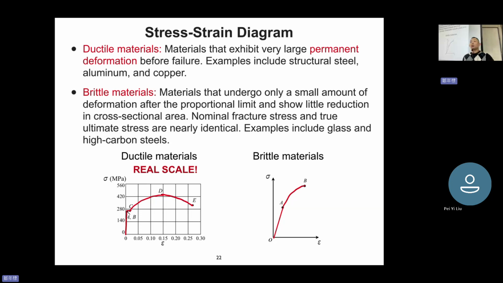So it just broke, just like glass. You can see that after the proportional limit there is really little reduction of cross-section area. The area cannot be reduced, so it just breaks immediately. This is brittle material versus ductile material. I believe you all know that from the introduction to materials science and engineering.